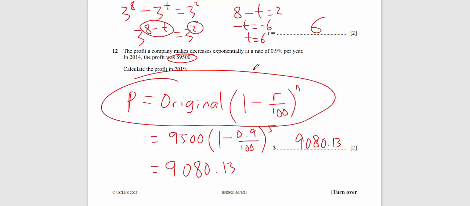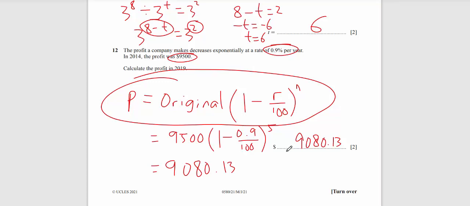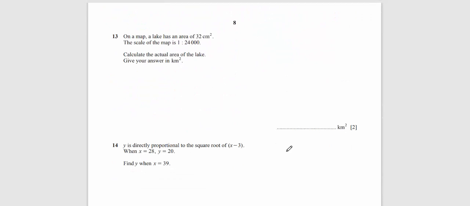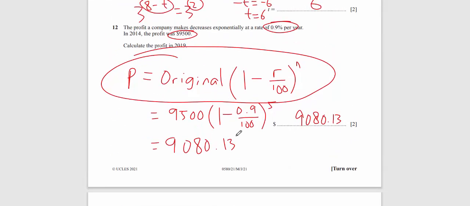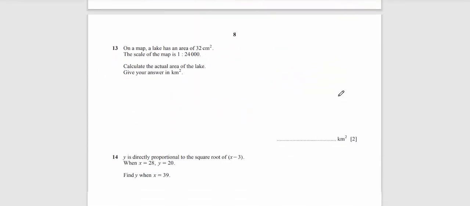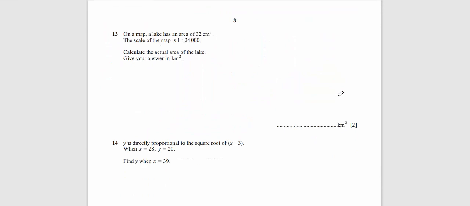Because they decrease at a rate of 0.9%, as you can see for number 12, the value you get should be below the original number. And then let's look at number 13.